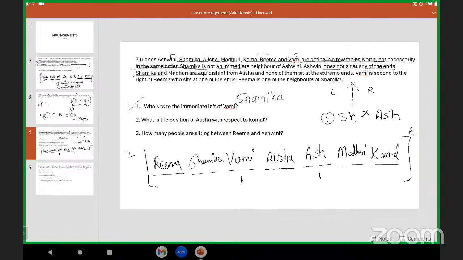Okay, what is the position of Alisha with respect to Komal? Alisha with respect to Komal. So it is third to the left. Fine. So now question number three. How many people are sitting between Ashwini and Rima? So that is one, two, and three. So we will have three people.